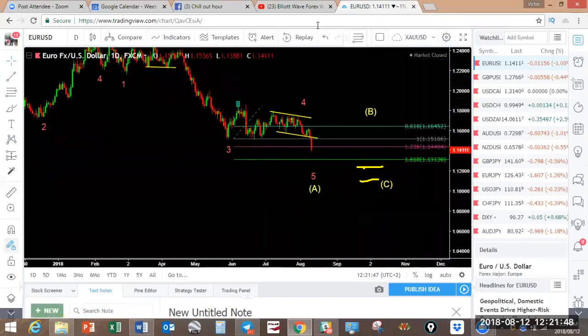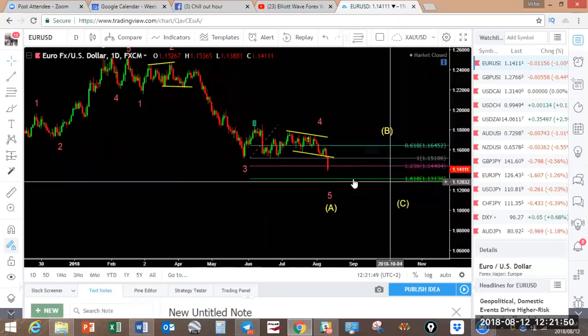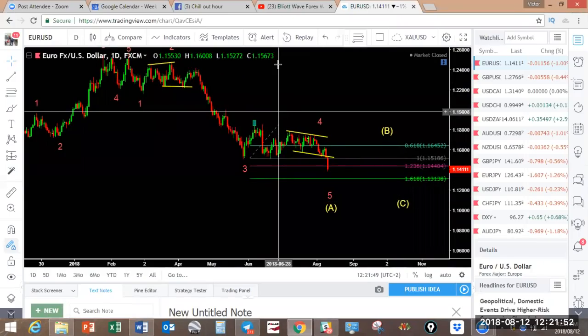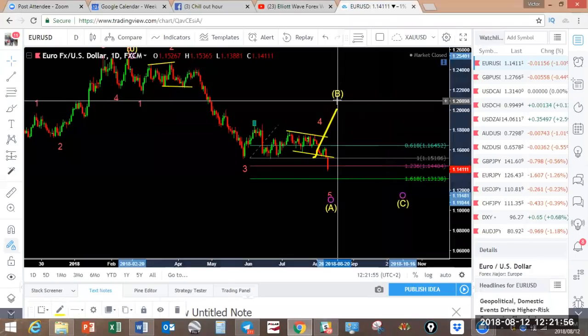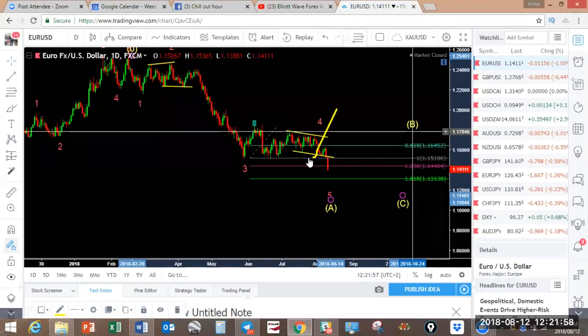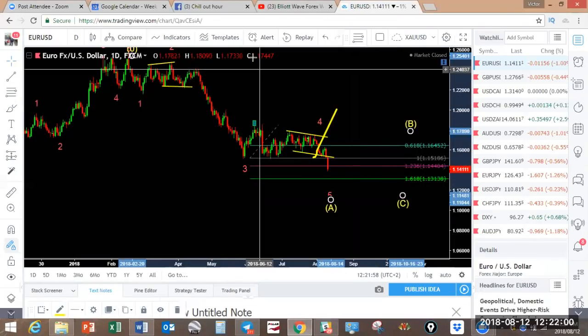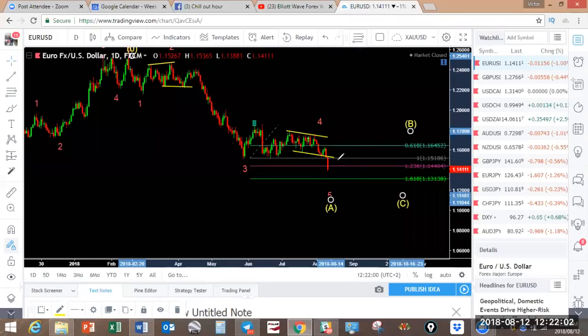We were looking for the correction here on this area. This is the correction that we were looking for here when we wanted that move up, the B move. Okay, so now we can see that the B move has not happened, and now we're just looking to complete this A wave to the downside.